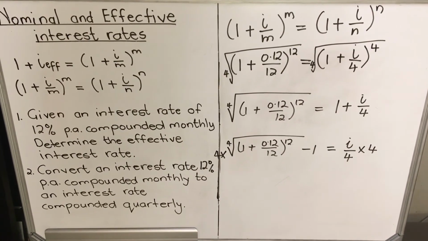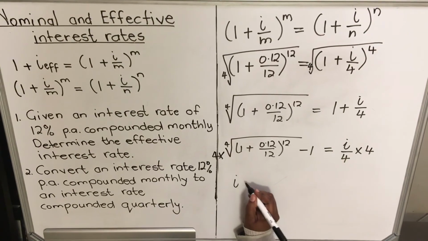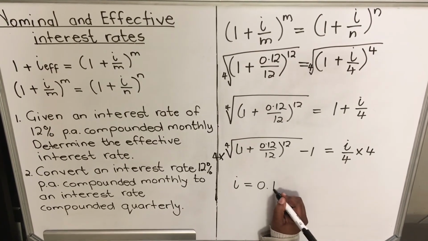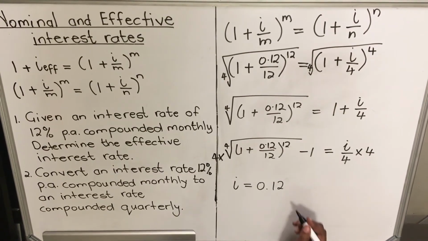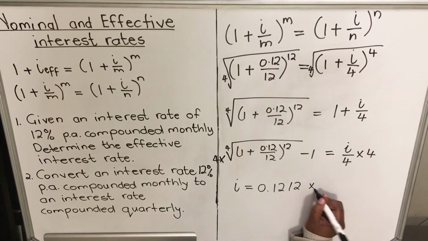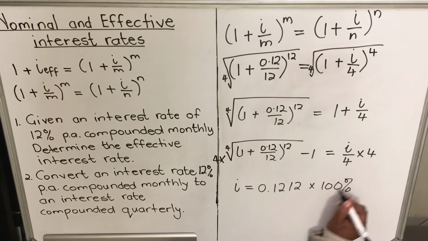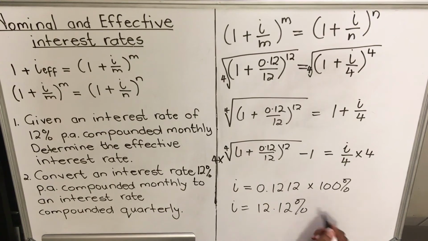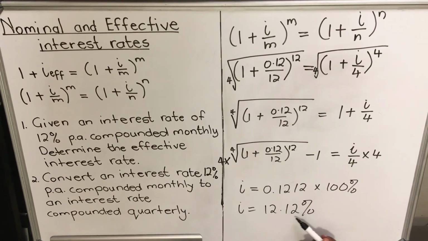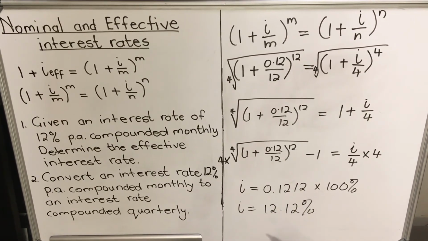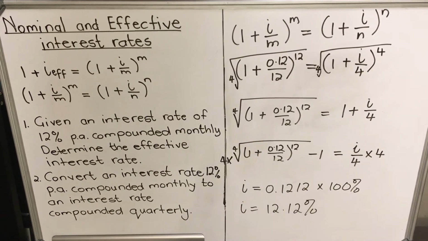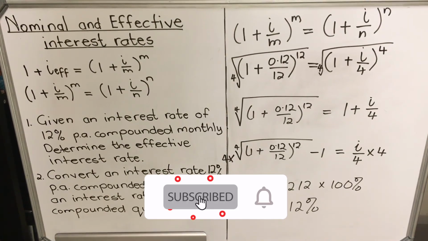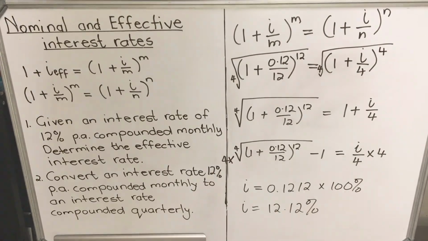And we will get the interest will be 0.1212. Then we multiply it by 100%. The interest will be 12.12%. Do you see the thing that I was telling you, that the interest is not far from the original one? Just 12% is 12.12%. So this is how you calculate changing from one nominal to another. This is the end of our lesson. Thank you for watching.